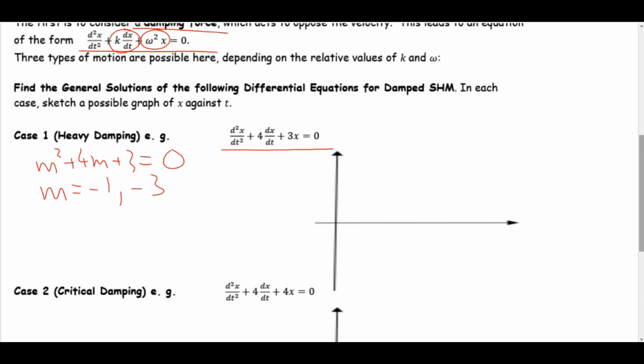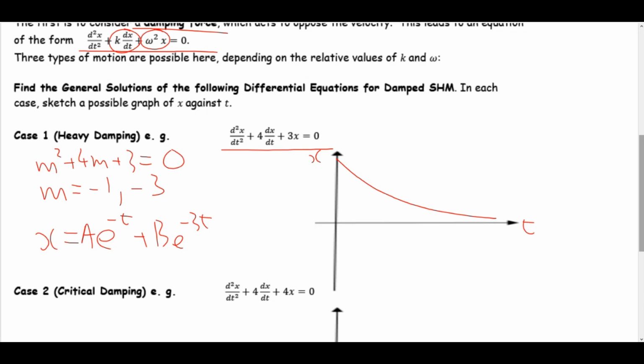The general solution, the complementary function, is therefore, with x instead of y, x is A e to the minus t plus B e to the minus 3t. There's no need for a particular integral because there's 0 on the other side. So what does this mean in this type of situation? Well, these two terms are both exponential decaying terms. So all this means really is the displacement decays exponentially with time.